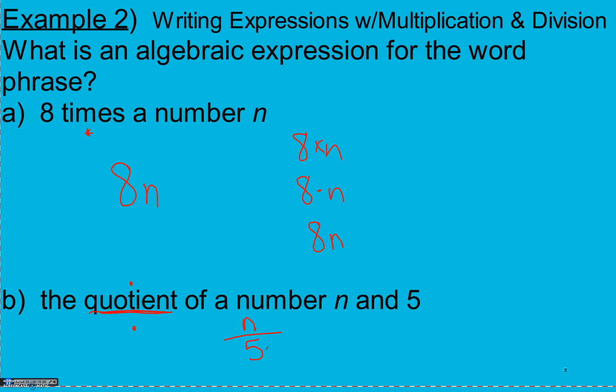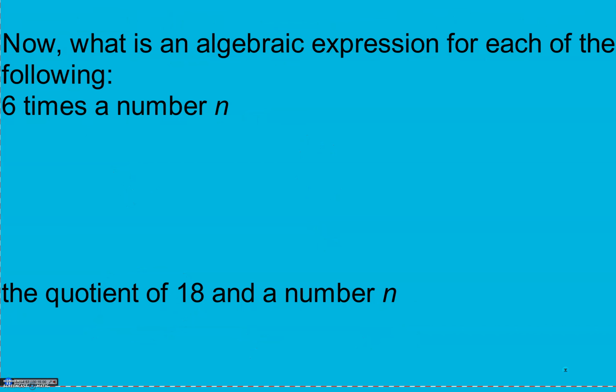Okay, so when we have quotients, we write them the same way that we read them. Since we read n and 5, we start at the top and go n over 5. We also could write this as n divided by 5 if you wanted, or as a fraction, doesn't matter. The big thing here is quotient means division, and to get them in the right order there. Now, feel free to pause here and give this a try.